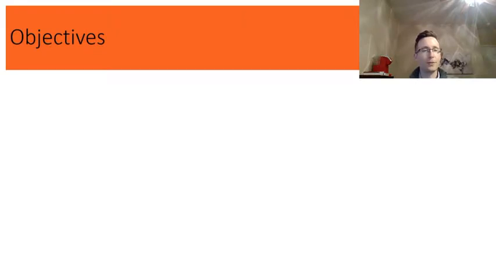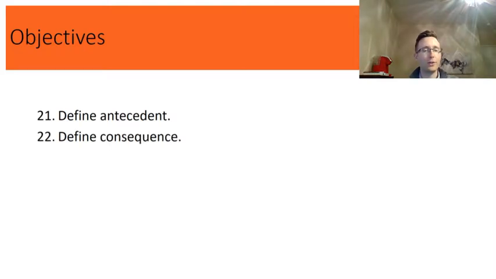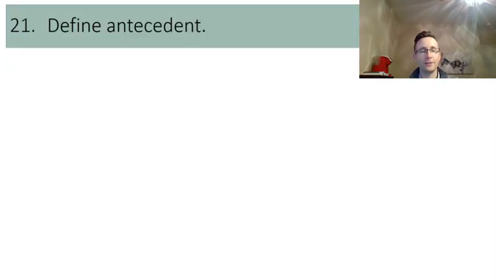Welcome back to Behavior and Environment. This is the last video, part 7. And we'll begin with Objective 21, define antecedent, and then Objective 22, define consequence.